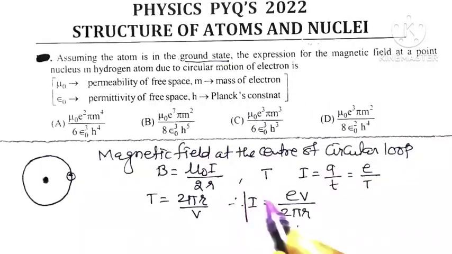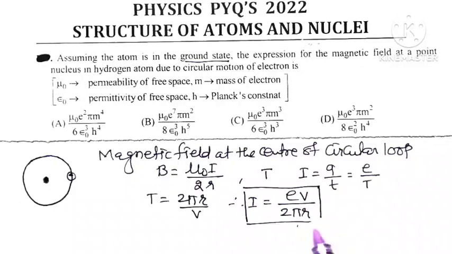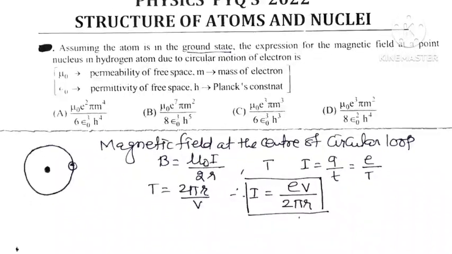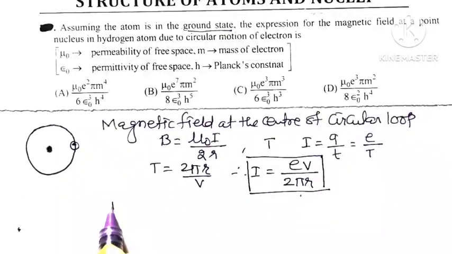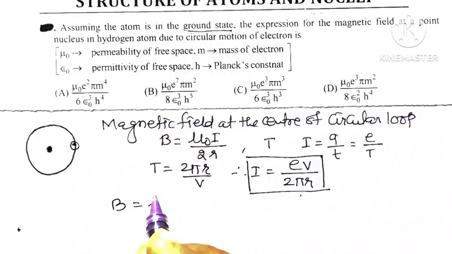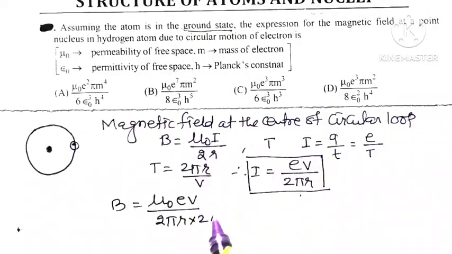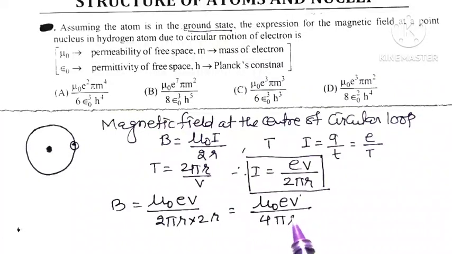So we have the formula for current I is equal to EV upon 2 pi R. So the magnetic field at the center of the circular loop, B, is equal to mu 0 into, in place of I we can write E into V divided by 2 pi R, and 2 and R are still there. So this is equal to mu 0 EV divided by 2 into 2, that is 4 pi R square.